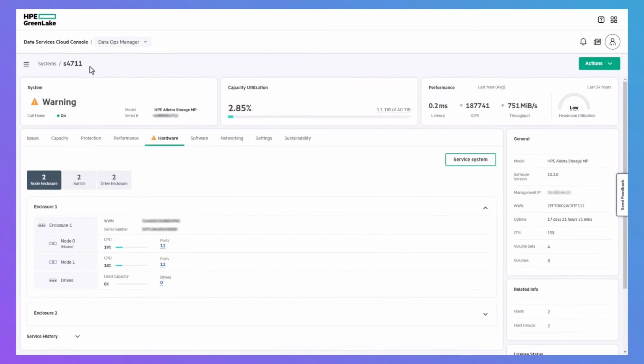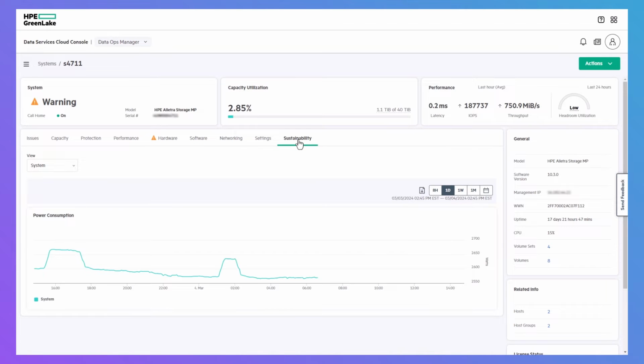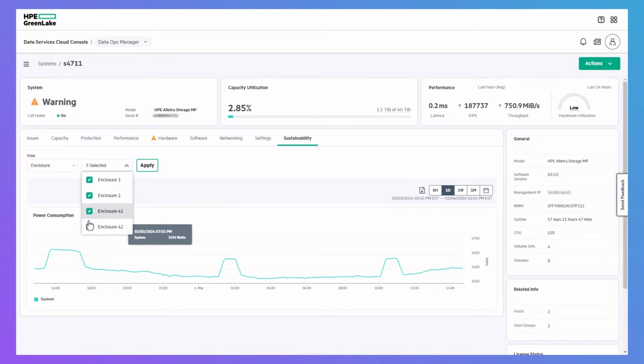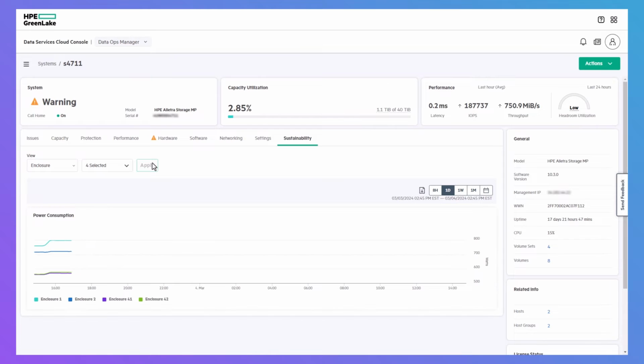HPE is finding more and more that our customers are under pressure to reduce operating costs and their carbon footprint. And so to make accessing that information easier, we have a new Sustainability tab that has first been rolled out for HPE GreenLake for block storage arrays running Release 3. There's the power consumption for the system as a whole, and you can see how it fluctuates with the workload. Or look at each individual enclosure separately.